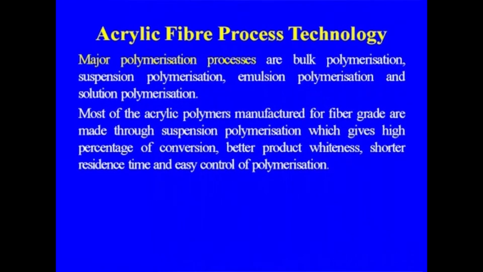Then the major polymerization processes are bulk polymerization, suspension polymerization, emulsion polymerization and solution polymerization, all four processes. But the common process used for acrylic fiber manufacture, especially for the fiber grade, is the suspension polymerization, which gives a high percentage of conversion, better product whiteness, shorter residence time and easy control of the polymerization.